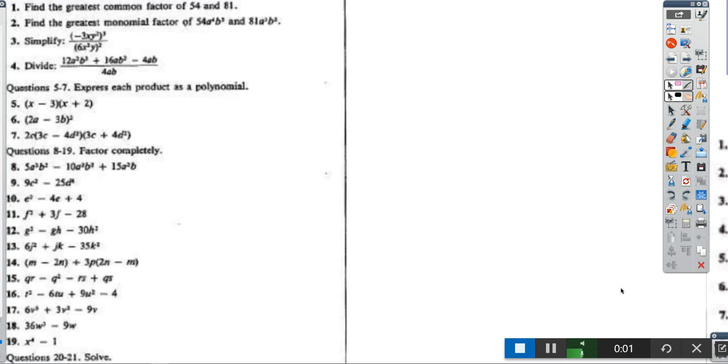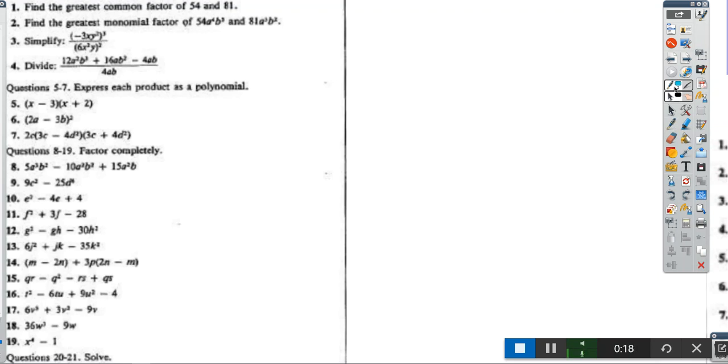All right, so we're going to take a look at the unit test, Form A, for Chapter 5 of Algebra Structure and Method, Factoring, everybody's favorite. All right, or I should say everyone's favorite F word.